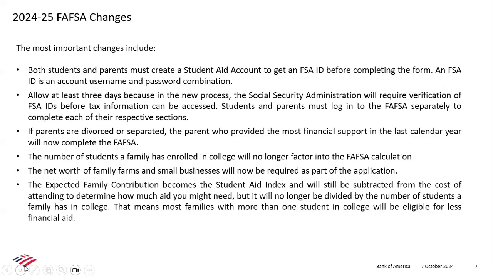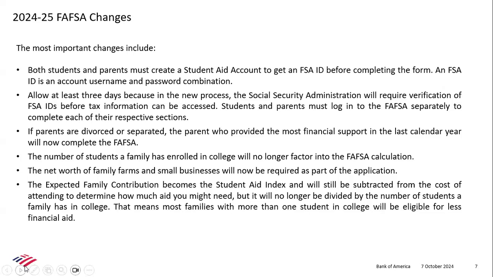In prior years, if you had 4 kids in college, that would be taken into consideration, presumably to help provide additional support. That's no longer the case. The net worth of family farms and small businesses will now be required to be included as part of that application. So they're going to be including small business income from parents. They're going to be including family farm income from parents.